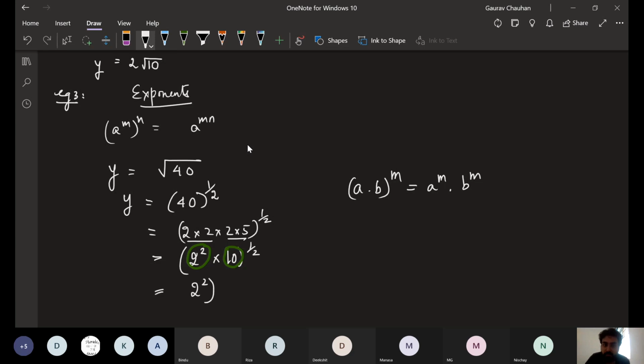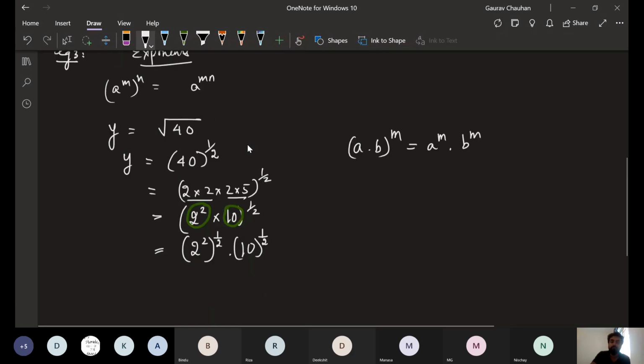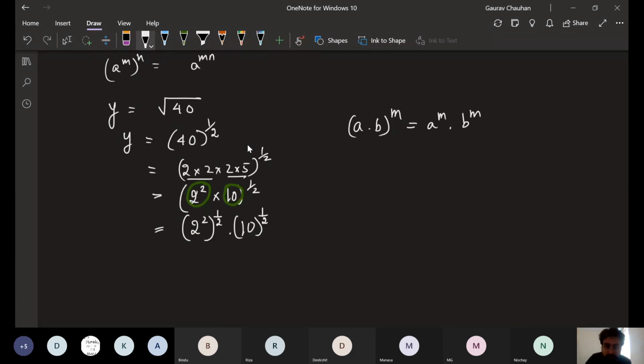2 square the whole to the power 1 by 2 into 10 to the power 1 by 2. Is everyone okay with this so far? Any questions? What I did was A to the, so this was my M. This was my M and this was my A and this was my B. We're seeing this law playing out.